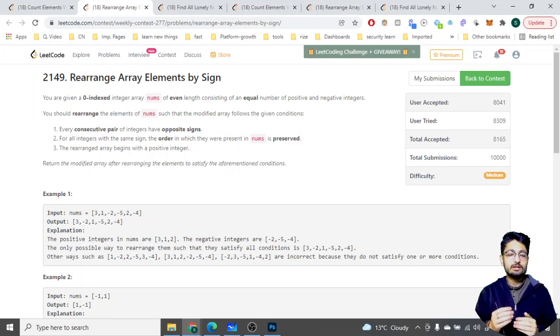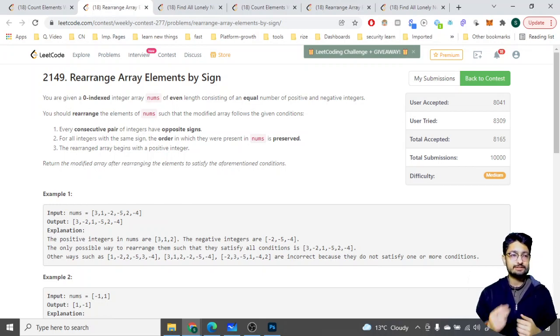The third one is the rearranged array should begin with a positive number. So it should begin with a positive number, then it is like positive, negative, and the order should remain preserved. You have to return the modified array. Now it's very simple. What you can easily do here is that, because I want to preserve the order, the first thing is preserve the order. Also, it is given in the problem statement that there are equal numbers of positive and negative numbers.